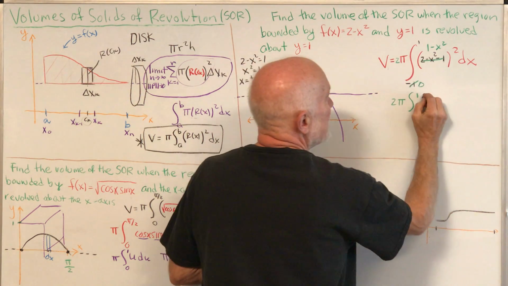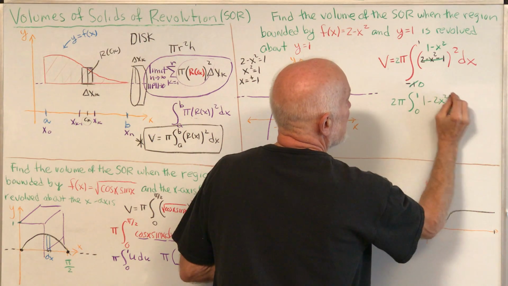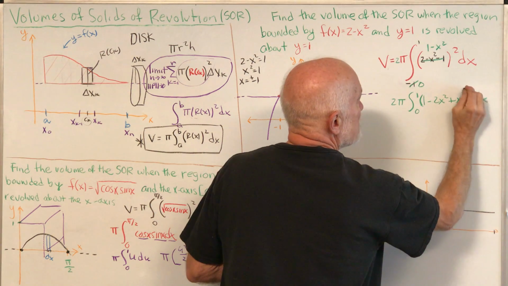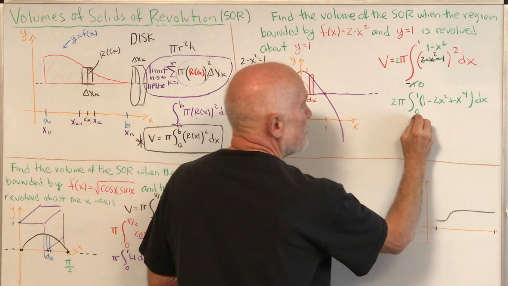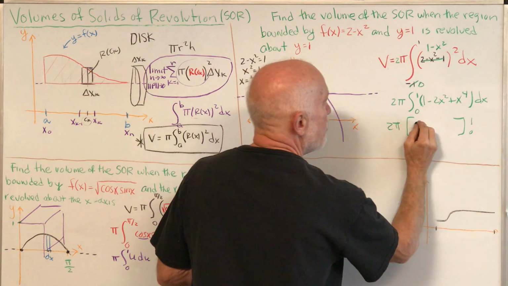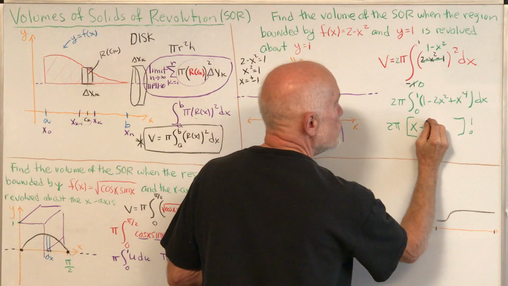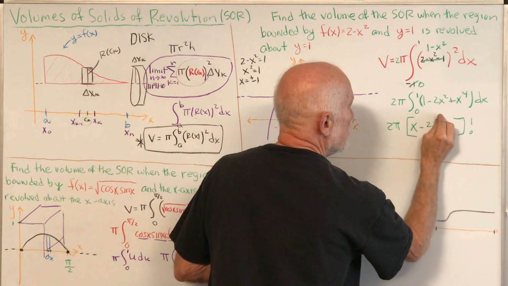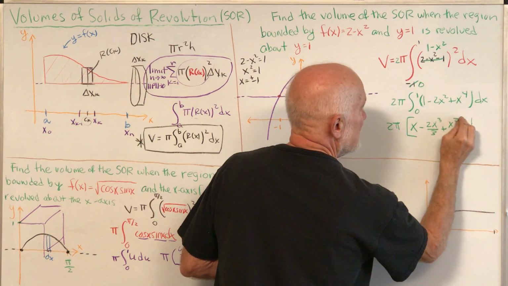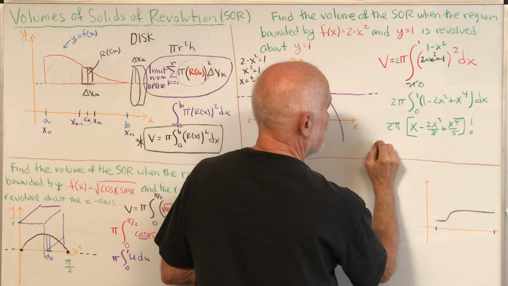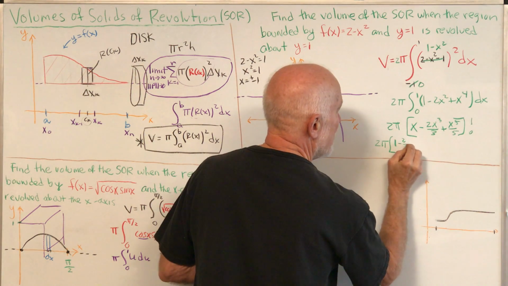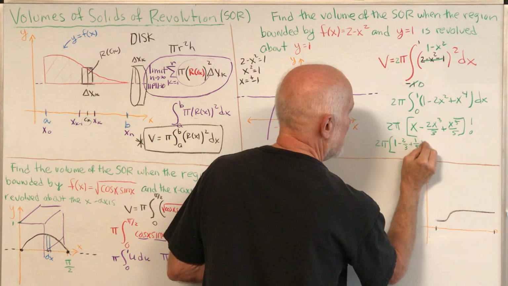We square this out and get 1 minus 2x squared plus x to the 4th. We don't need a U substitution. We know how to take all those antiderivatives. The antiderivative of 1 is x minus 2x cubed over 3, and then plus x to the 5 over 5. Then you just plug in, you get 1 minus 2/3 plus 1/5.